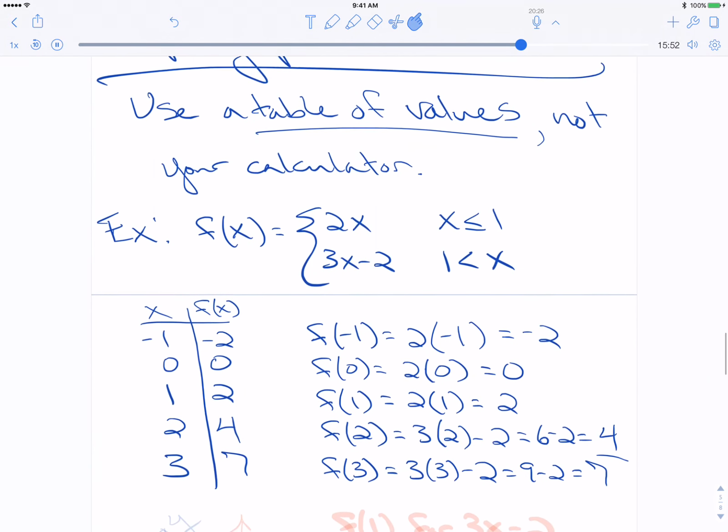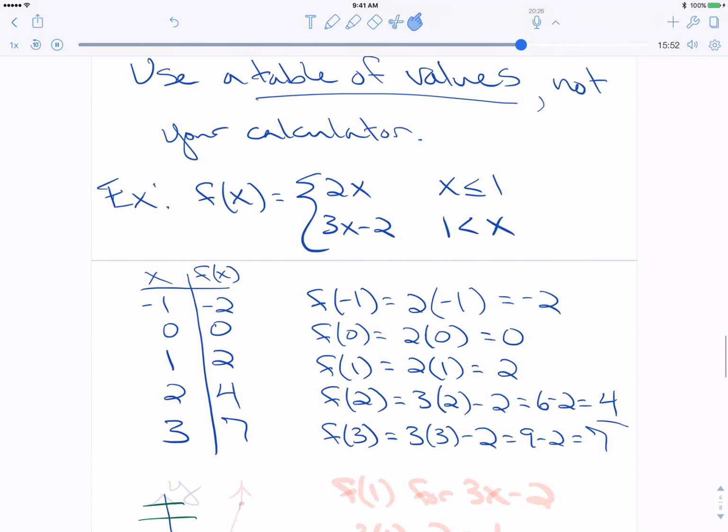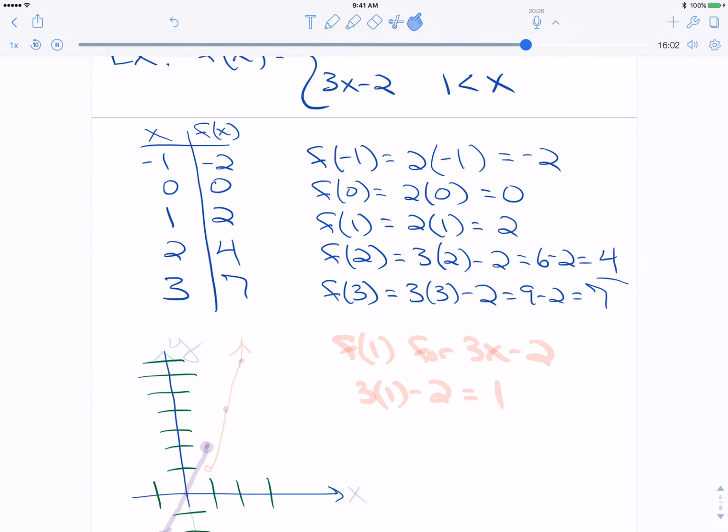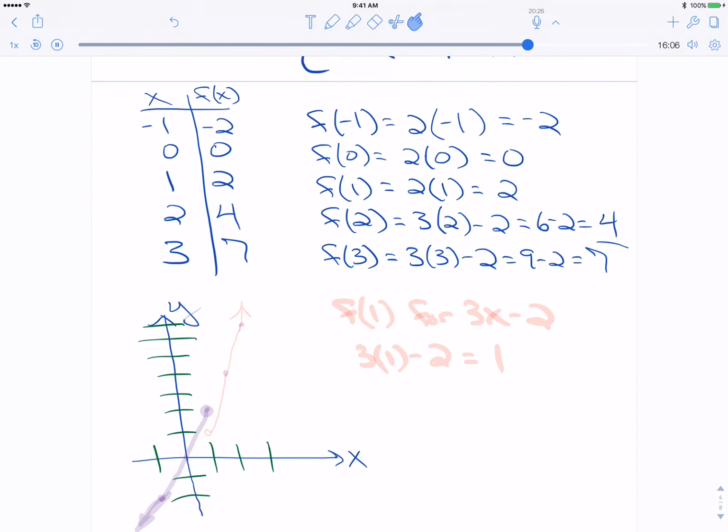So now I have an idea of how this is going to look when I have to graph it by hand. So I can construct my axes. I need to make sure that my y value gets high enough and low enough. So there's my x, there's my y. I have -1, 0, 1, 2, and 3 for my x values, and my y values go from -2 all the way up to 1, 2, 3, 4, 5, 6, 7. Okay.